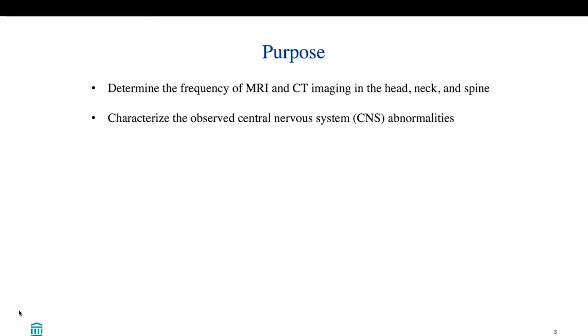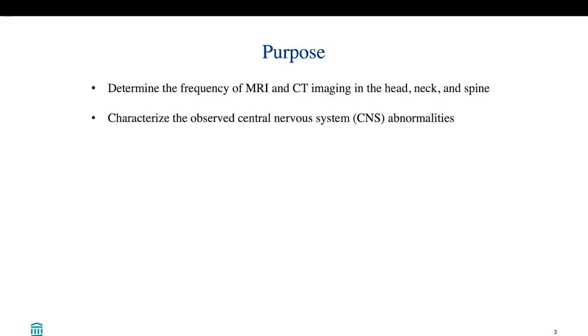Because little is known about the central nervous system within Myhre syndrome, the purpose of this study is to review brain and spine imaging among 40 patients with Myhre syndrome who have been seen in the MGH Myhre Syndrome Clinic. We also want to determine the frequency of MRI and CT imaging in the head, neck, and spine within Myhre syndrome, specifically focusing on the number of brain MRI, MRA, head CT, CTA, chest CT, or CTA of the aorta, and spine MRI, MRA.